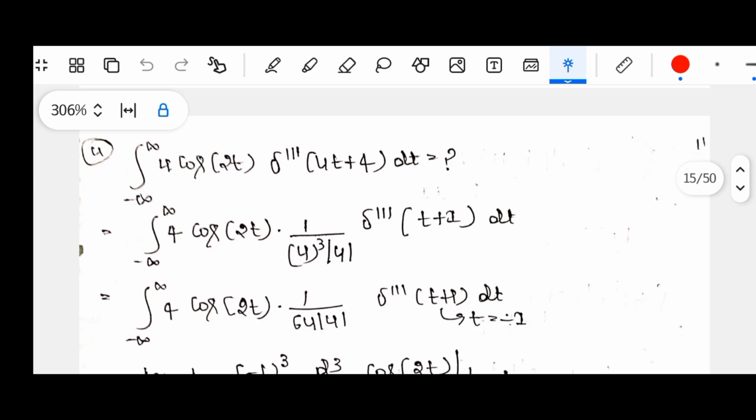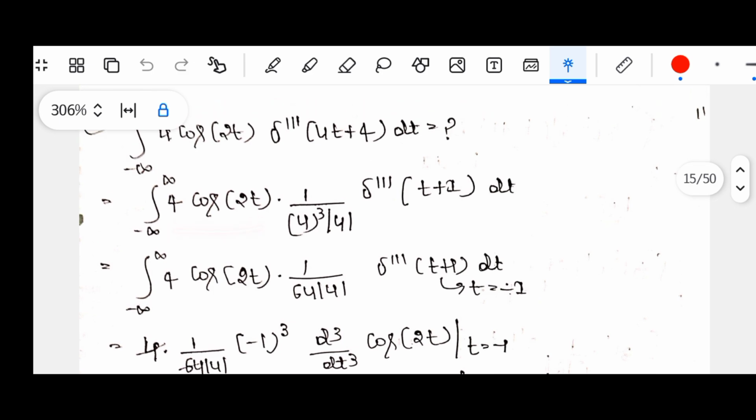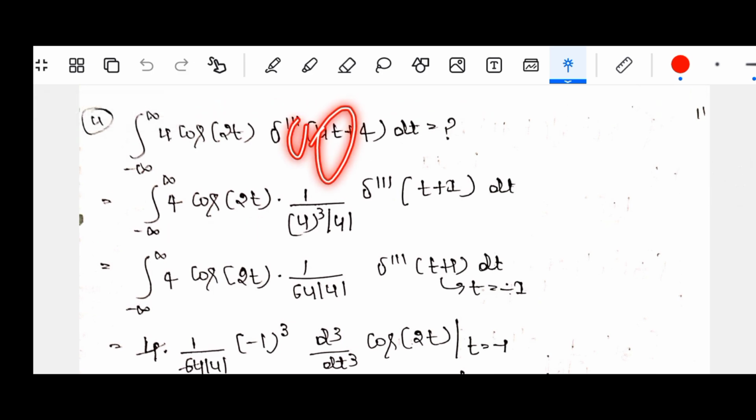Next, integration from minus infinity to plus infinity of 4 cos 2t times delta triple dash of 4t plus 4, dt. Find the location, where t will be minus 1. So integration of minus infinity to plus infinity of 4 cos 2t. Here the triple differentiation means 4 whole cube into mod of 4. So we'll get delta triple dash of t plus 1.